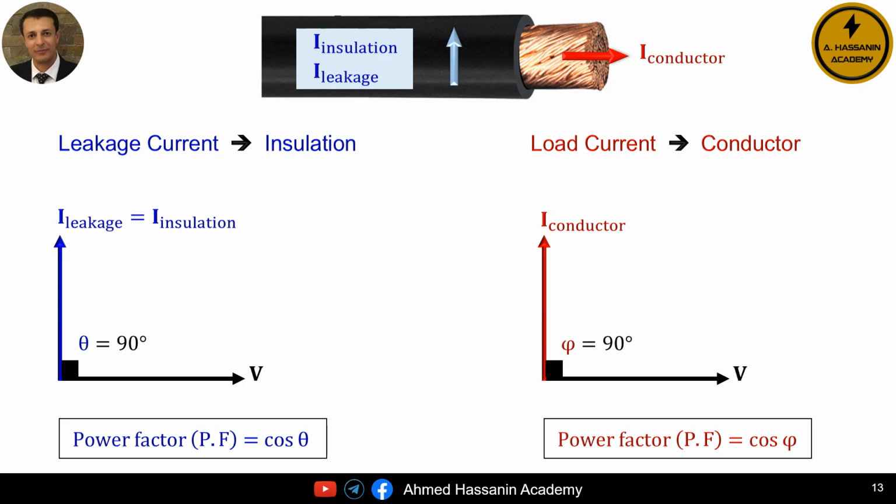Consequently, in all cases, the voltage exists along the length of the cable, whether across the insulation or across the conductor. Hence, the angle phi is associated with the conductor and the conductor current, and therefore the conductor's power factor is cosine phi. But the angle theta is associated with the insulation and the insulation current, and therefore the insulation's power factor is cosine theta. That is why, when we talk about insulation tests, whether in transformers or in cables, we say cosine theta.